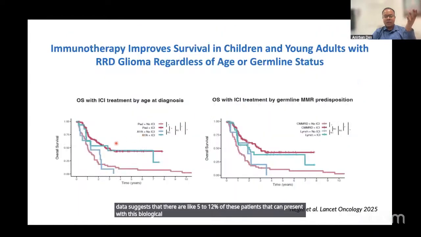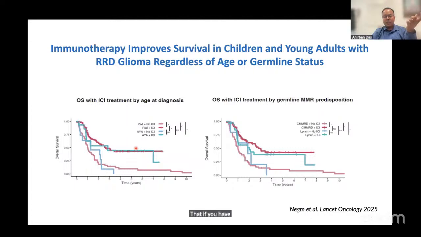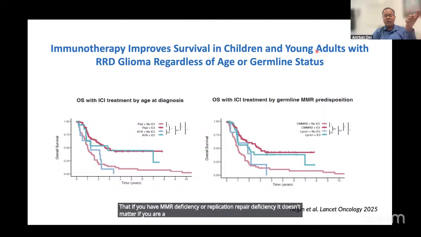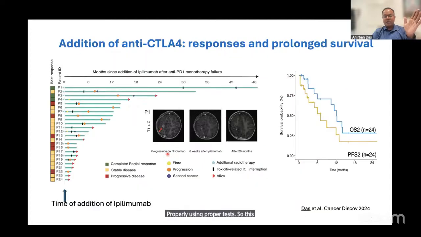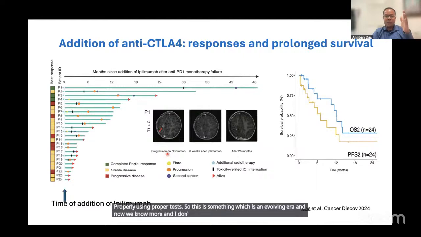And the impact is quite clear: if you have MMR deficiency or replication repair deficiency, it doesn't matter if you are a child or an adult, it doesn't matter if you have CMMRD or Lynch, you have a good response with immune checkpoint inhibitors, provided you diagnose them properly using proper tests. So this is an evolving era, and now we know more, and I don't want to spend too much time on this, but I can talk for hours because this is what I work on.